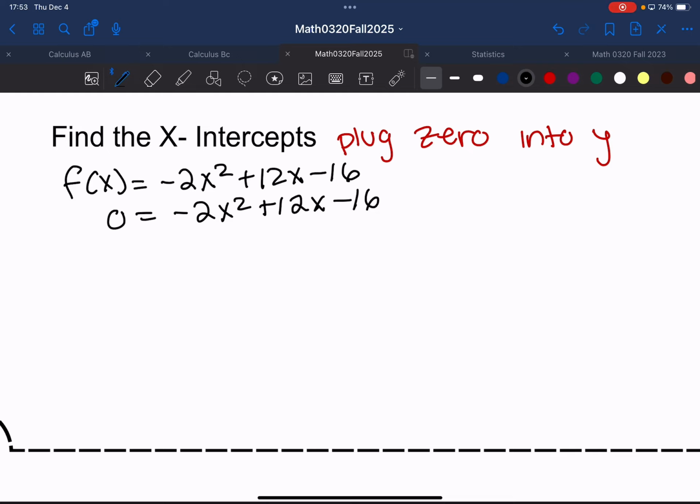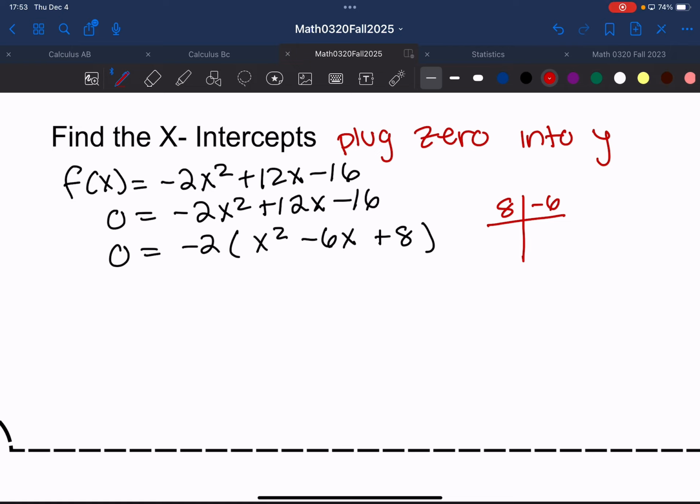So if we were to factor this, what would be our first step? GCF of negative 2. So 0 is equal to negative 2, parentheses x squared minus 6x plus 8. Okay, then we would use the AC method, and we need to find two numbers that multiply to 8 but add to negative 6.